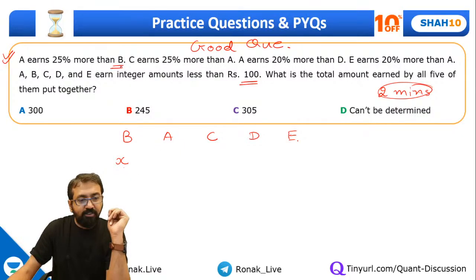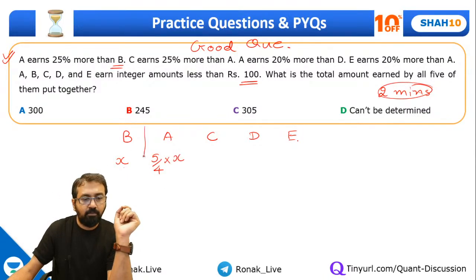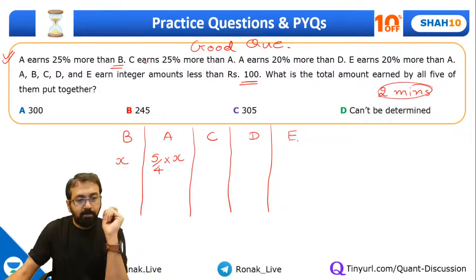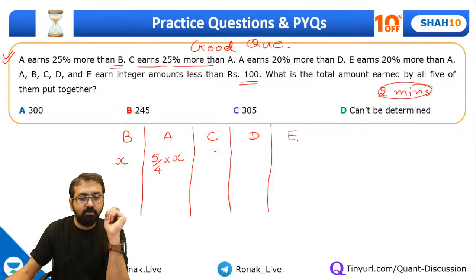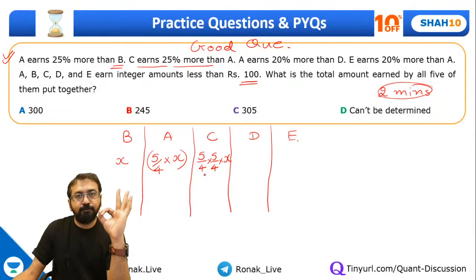So if I take B as X, what will be A? Can I say 25% more, matlab 1.25. Now in this question we will write everything in fraction. So 1.25 means 5 by 4. So A should be 5 by 4 into X. Are you all clear with this? Now what will be C? So please understand, C earns 25% more than A. So again C will be 5 by 4 into this value. So can I say it will be 5 by 4 into 5 by 4 into X. Guys, have you all understood up till now? Is there any confusion?